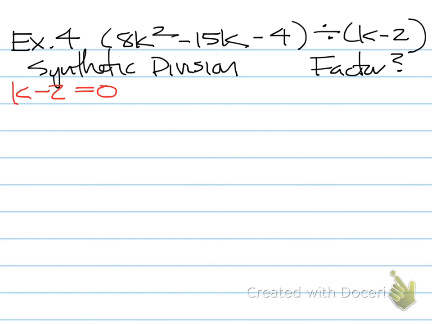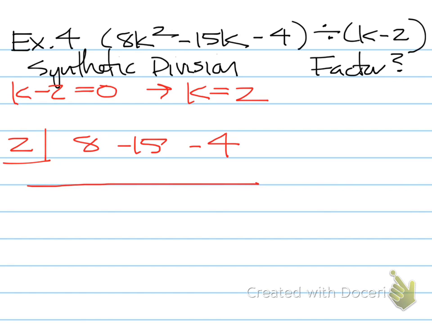We set the divisor k minus 2 equal to 0, and we get k equals 2, so we're going to put 2 in the box. And then write down all the coefficients for the dividend. Notice we do not need any placeholders because we have a k squared, then k, and then a constant. So we bring down that first coefficient, multiply 2 times 8, we get 16. Add those up, and we get 1.